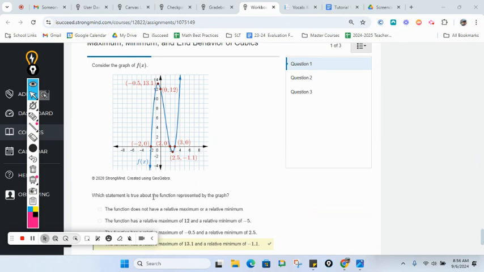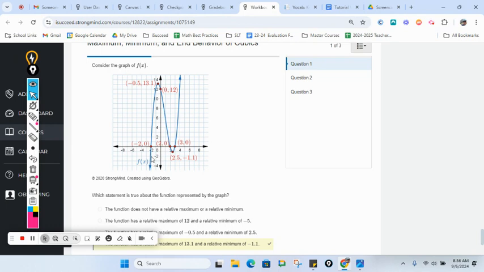So which statement is true about the function represented in this graph? Okay, so first I'm going to just kind of take inventory of this function. I can see the ends of the graph, so I can maybe describe the end behaviors of this graph. It's going down and then up. I can see a relative maximum at this 13.1. I can see a relative minimum at this negative 1.1.